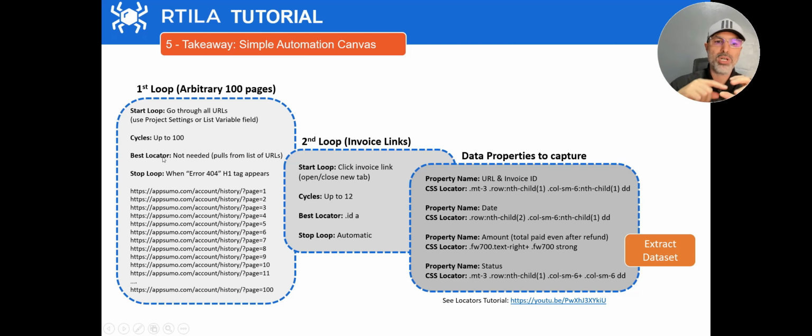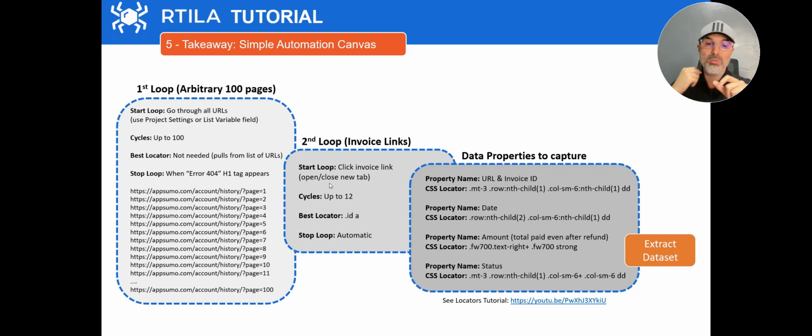Now for each cycle of the first loop, a second loop opens up. The second loop group is going to run for every URL that is in here. Now my second loop, what is it? This is the invoice links. There's the invoice ID with a link on top of it.